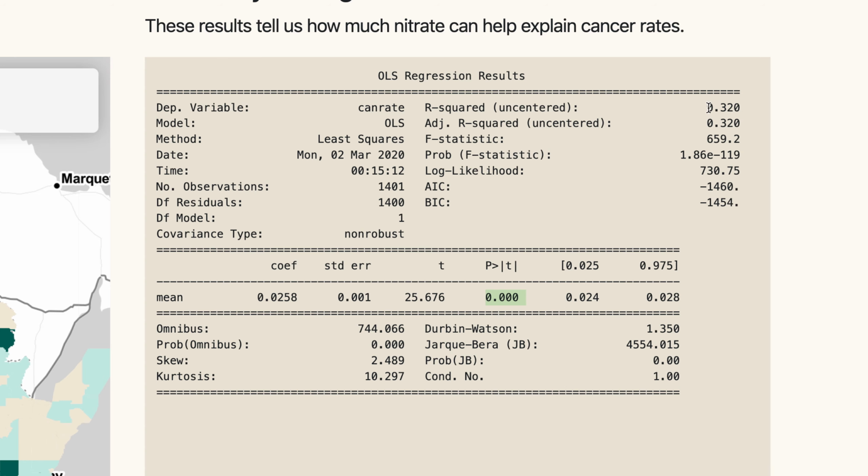So what all that means is that we can trust our R-squared, and what we can say is that given the statistical significance of the regression model, the results show that nitrate concentration in well water can explain 32% of the cancer rate in Wisconsin.